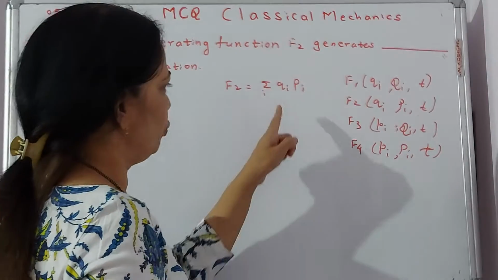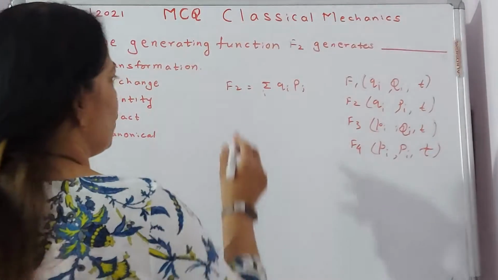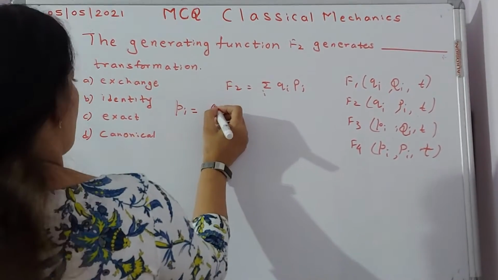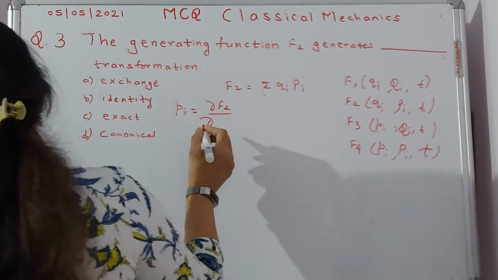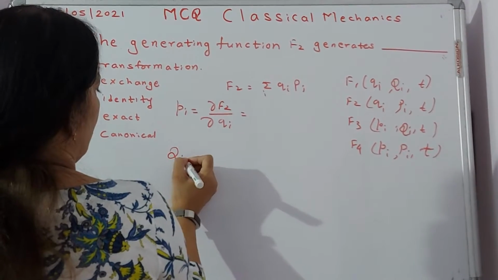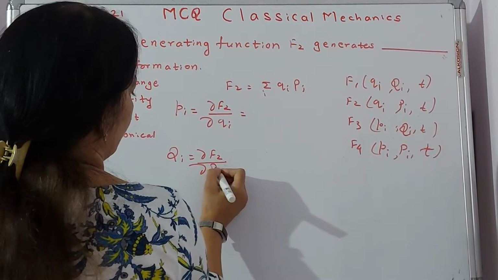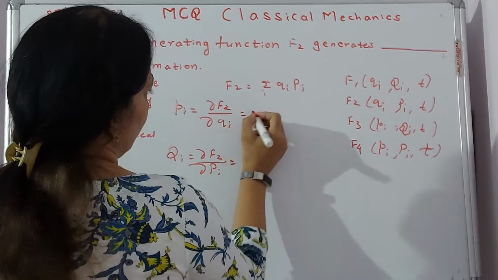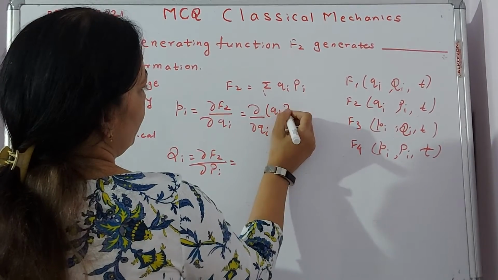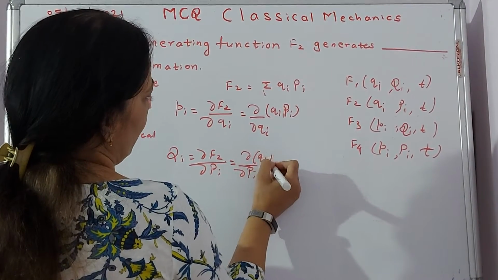So you say that function F2 is basically Qi into Pi, summation over i. And what are the equations over here? The equations in the case of F2 are given by small pi is equal to summation of dabba F2 by dabba qi. The second equation is capital Qi is equal to dabba F2 by dabba Pi. Substitute the value of F2 over here, so I say dabba by dabba qi of qi Pi. Here also dabba by dabba Pi of qi Pi.